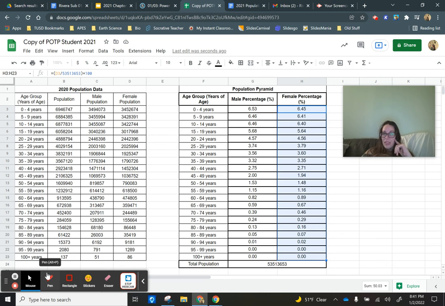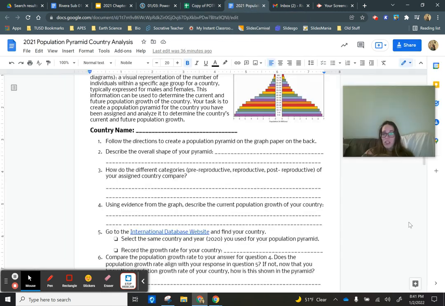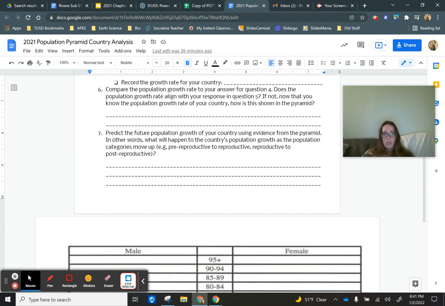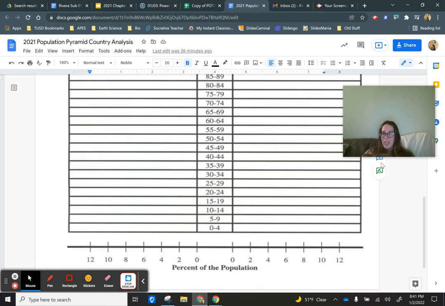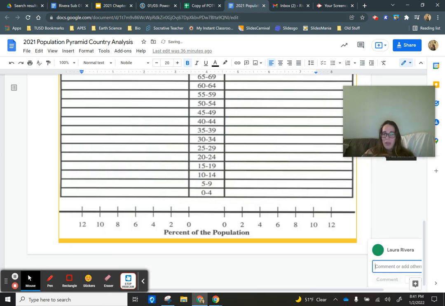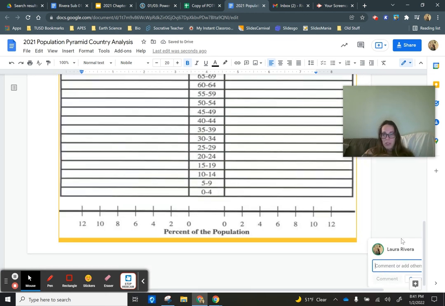Okay. Last but not least, hopefully there's enough time. What I want you to do is take this data and make a population pyramid. Mine's going to look a little different because I changed this for the people that are in person because it wasn't giving me enough, but the idea still remains the same. You're essentially making a bar graph.